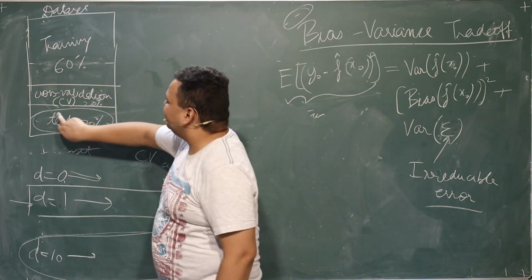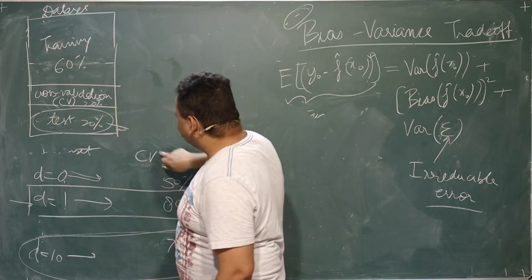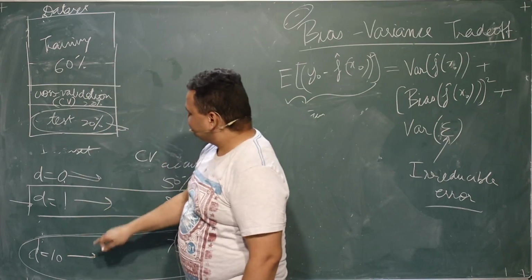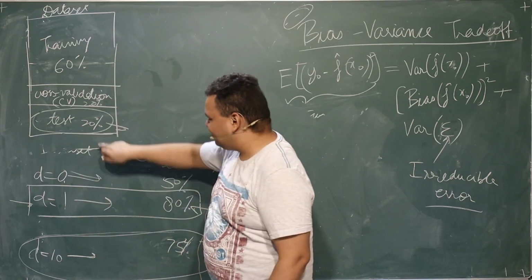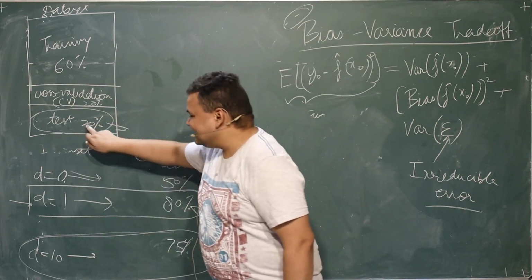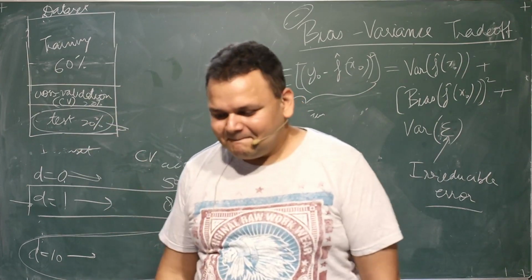So please understand, let me ask you. In this particular case, we are using your training data set to train all of these, and cross validation to find out the accuracy of all of these. Has this particular model seen this 20% data?